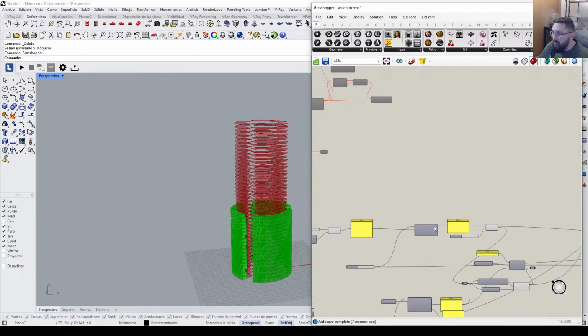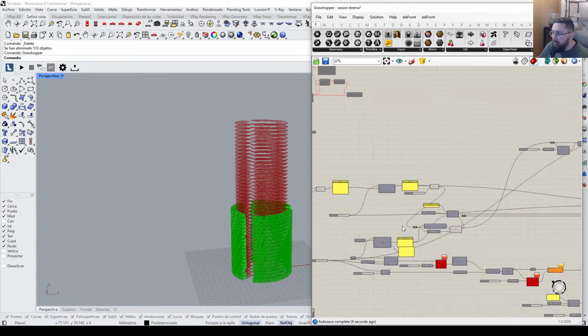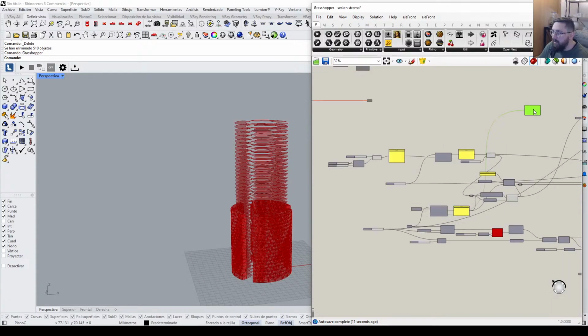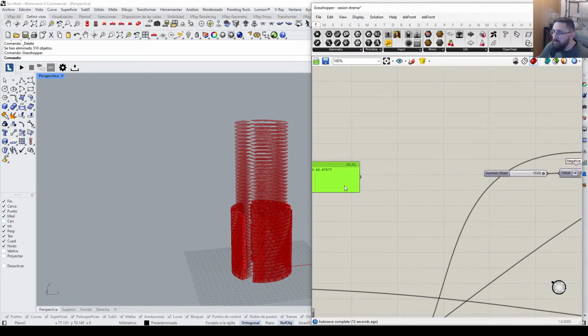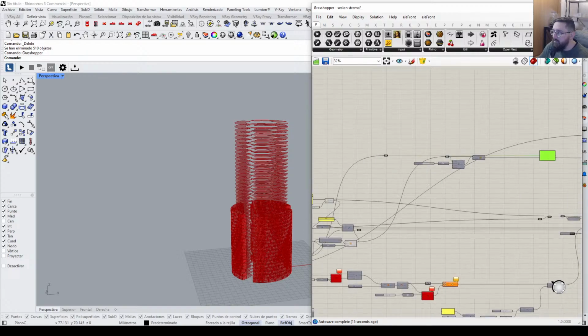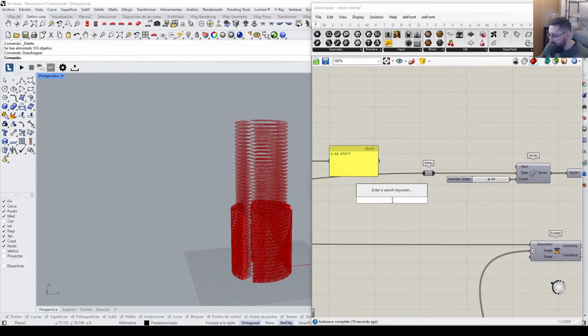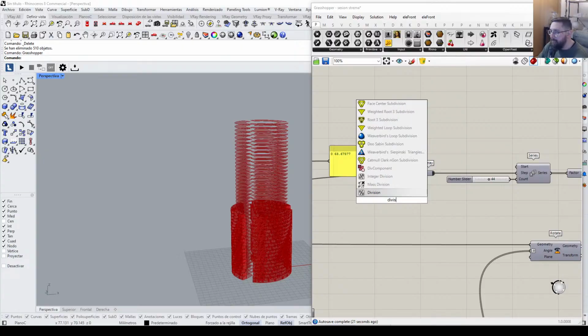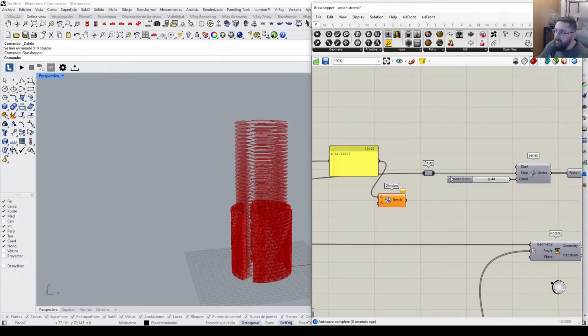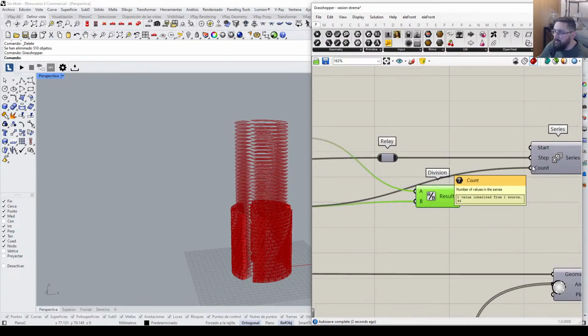I should control the height. I have the height though from here. This is the height. So what I can do, I need to clean this up, man. This is really bugging me. The height is going to be division, this divided by this is going to be the count.